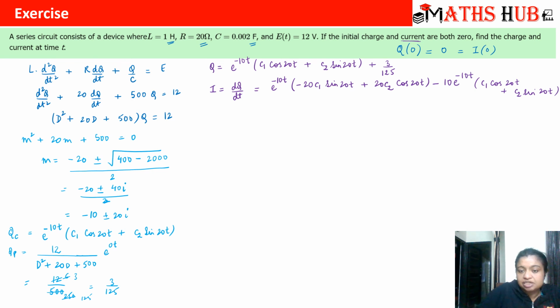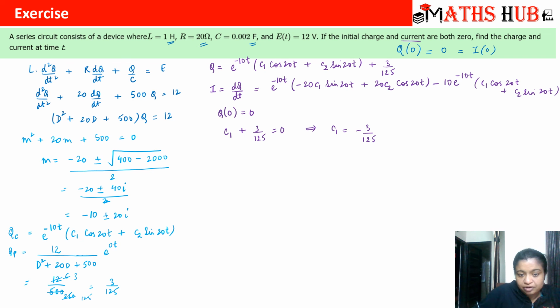Now let us put the initial conditions and try to find out the values of the constants. So it's given that q at 0 is equal to 0. So what do we get? Let's put t equal to 0. So e raised to power 0 is 1. Then we have c1 cos 0, so we will be left with c1. c2 will vanish, plus 3 by 125 is equal to 0. So from here, c1 comes out to be minus 3 by 125.